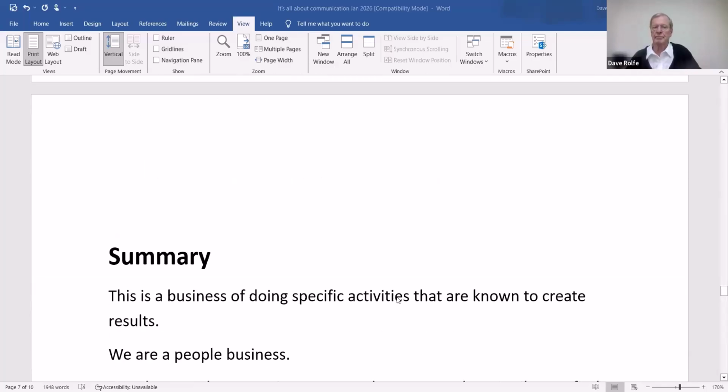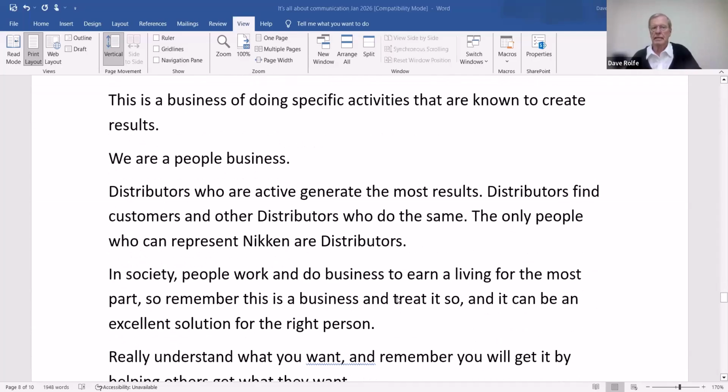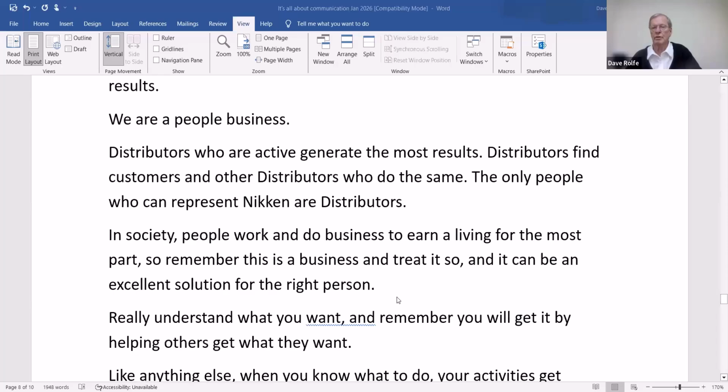So same thing here. Okay, in summary, this is a business of doing specific activities that are known to create results. We're a people business. Distributors who are active generate the most results, whatever they're doing. They're active and they're doing something, they're creating volume and they're signing up distributors or they're getting customers, whatever it is, then they generate the most results. So somebody that's not doing something is not going to create the result that you want. The only people who can represent Nikan are distributors.